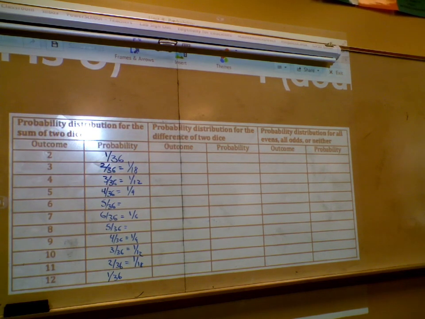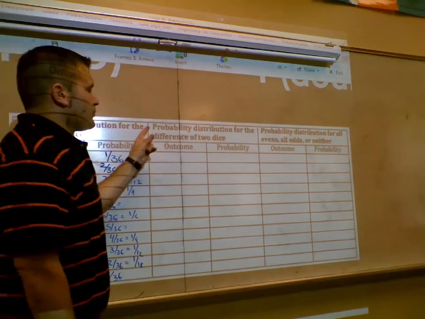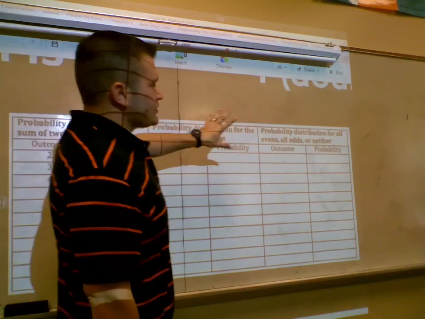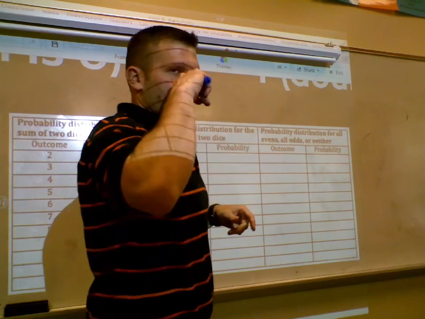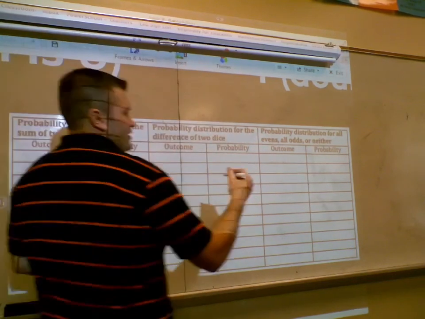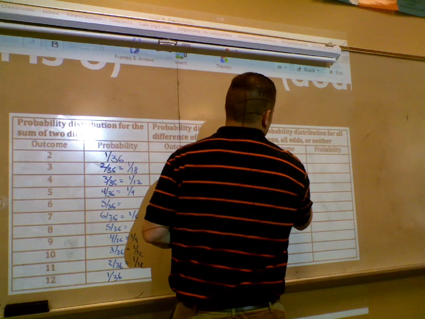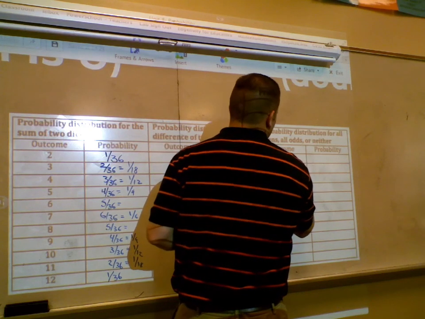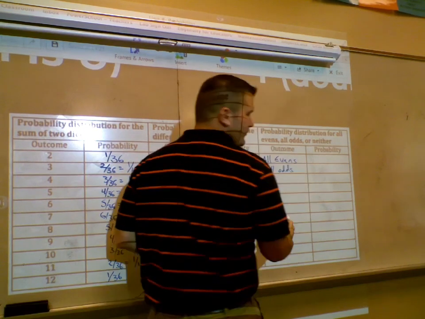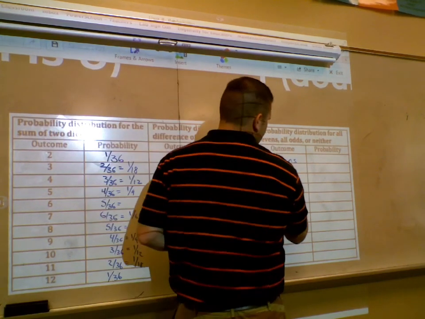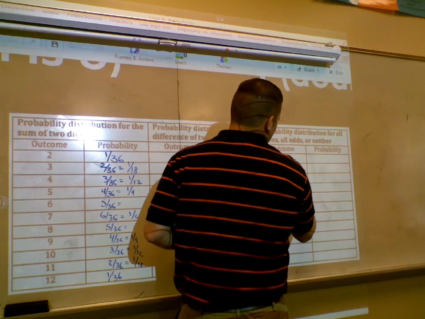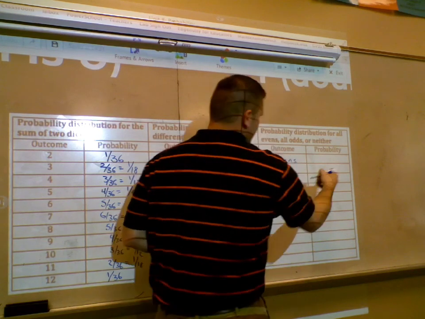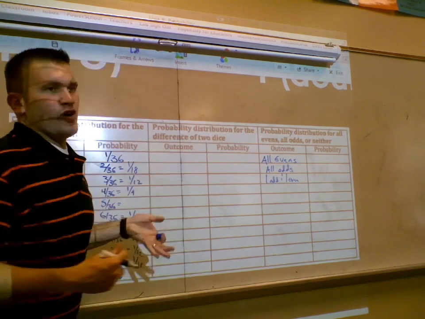Okay. What we're going to do now is there's some probability distributions for the differences and for evens, odds, or neither. Evens means you have 2 evens, like 2 and 2, 2 and 4, 2 and 6. Odds means all odds, like 1 and 3, 1 and 5. Neither means 1 odd and 1 even. So I want you to figure out those probabilities, and also for our differences.